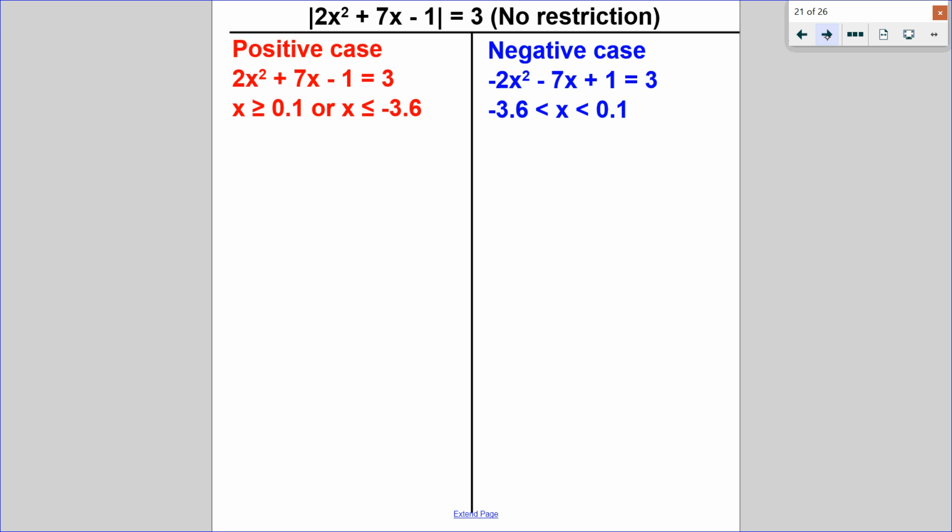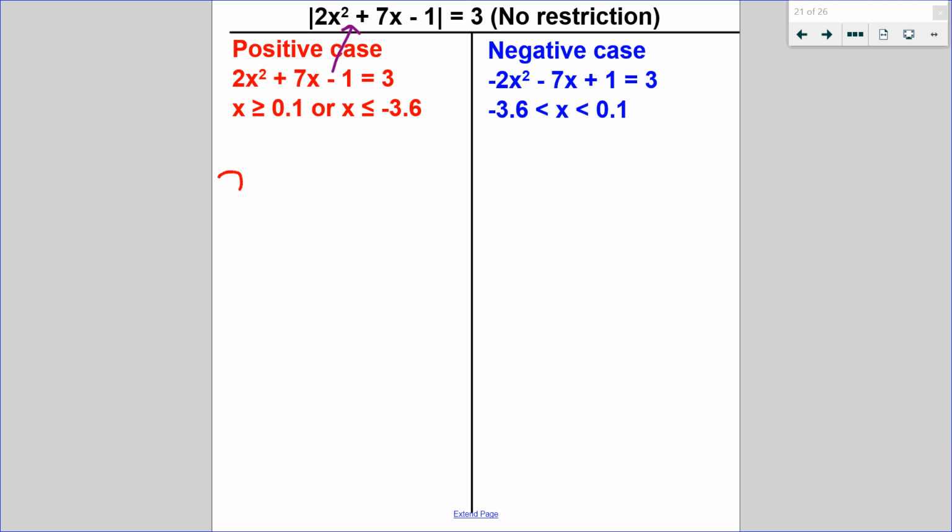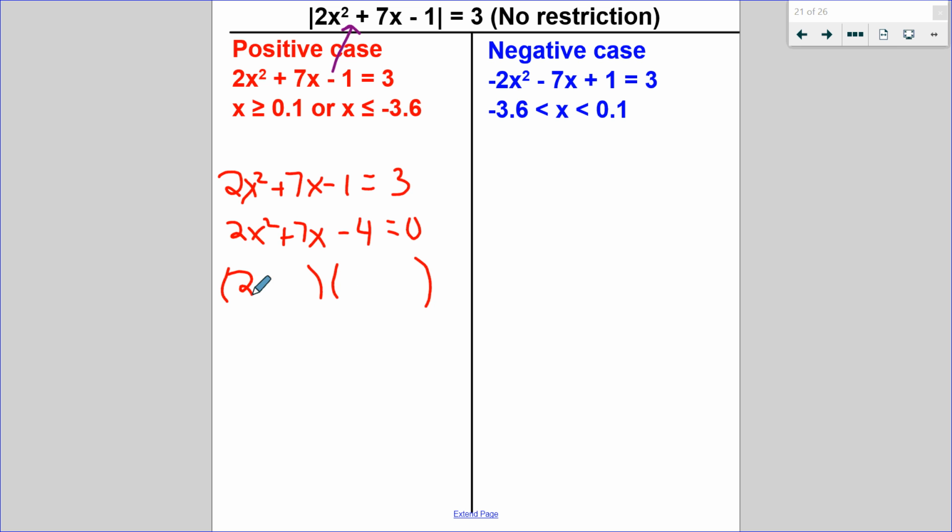Let's solve my positive case first. For my positive case, I replace the absolute value with my positive piece. So instead of having absolute value, I just have the function: 2x squared plus 7x minus 1 equals 3. So it's a nice quadratic. Set it equal to 0 by subtracting 3 from both sides. So 2x squared plus 7x minus 4 equals 0. This is a quadratic that can be factored, so I'll go ahead and factor that. So this is 2x, x, 4, and 1, positive and negative.